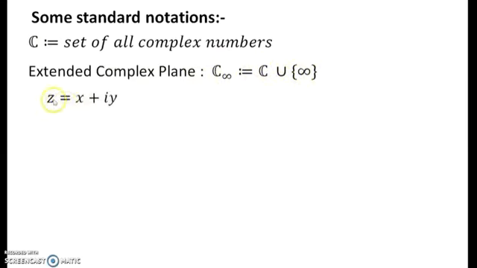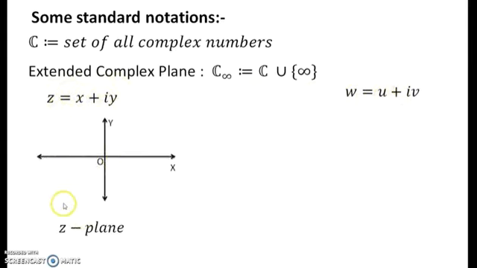We may use the notation for the complex variable as z equal to x plus iy. Here x is the real part and y is the imaginary part. Both are independent variables. Another complex variable is w equal to u plus iv. Here u is the real part, v is the imaginary part. So both u and v are independent.